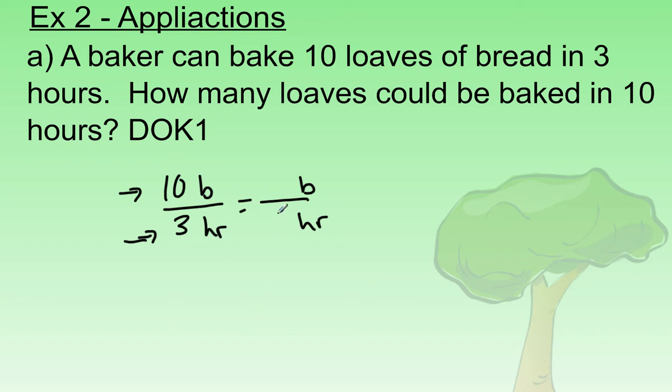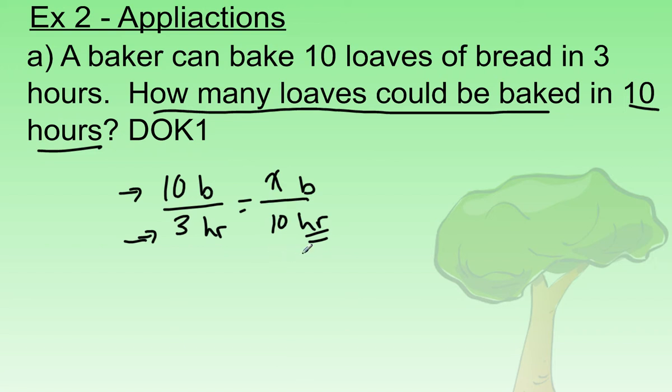Now, I can guarantee you're going to set this up correctly, because if you read the rest of the problem, it says, how many loaves of bread can be baked in 10 hours? And I know that 10 hours is going to go down here because that's the number of hours. This is the thing we don't know. How many loaves of bread? How many? It's a variable. So now when we cross multiply, we're going to get our answer.